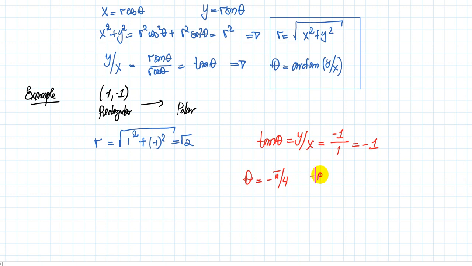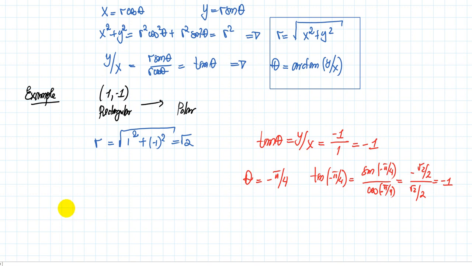Indeed, if you calculate the tangent of minus pi over 4, it's going to be sine of minus pi over 4 divided by the cosine of minus pi over 4, right? And we know that cosine is an even function, so the cosine of minus pi over 4 is equal to the cosine of pi over 4, which is equal to square root of 2 over 2. And sine is an odd function, so the sine of minus pi over 4 is going to be minus sine of pi over 4, minus square root of 2 over 2. So it's going to be minus 1.